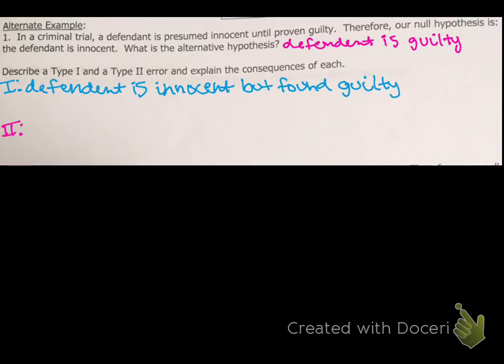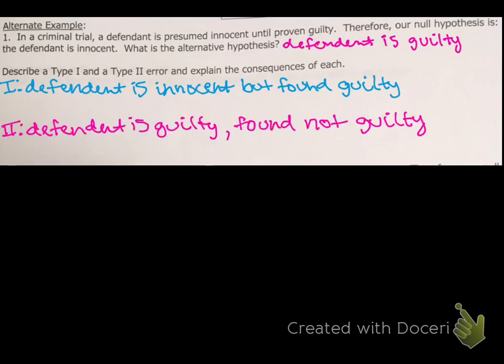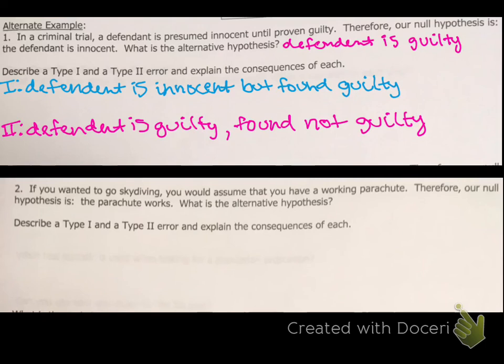Okay? A type 2 error. Type 2 error says you fail to reject H sub O when H sub A is true. So the defendant is guilty, but found not guilty. What's the consequence of that? A guilty person goes free. Okay? Let's look at another example.